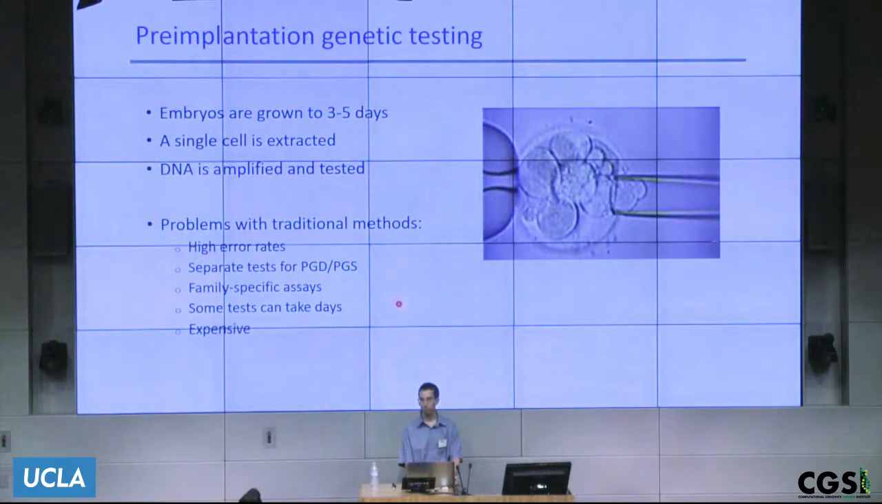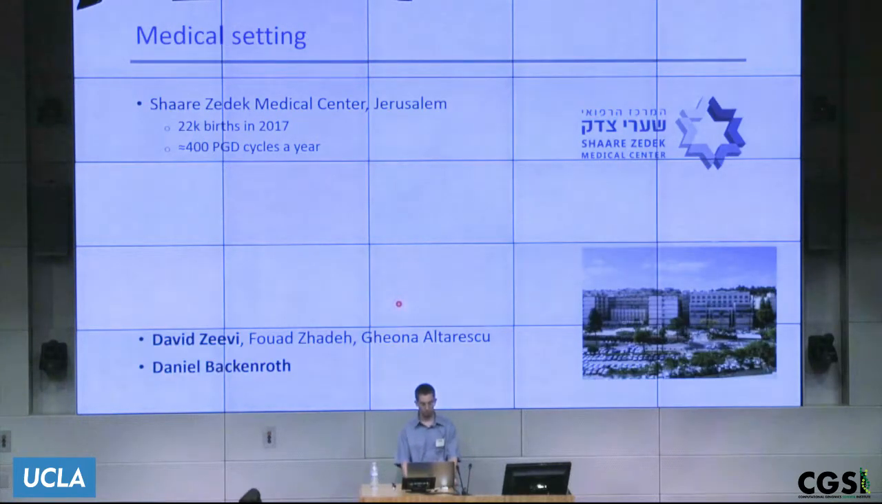And this is a problem because we can't just let the embryo grow on the dish. We can't just stop its growth, so we would have to freeze it. If the test takes more than a single day, we have to freeze the embryo and then thaw it before implantation. Okay, so there is a need for new methods.